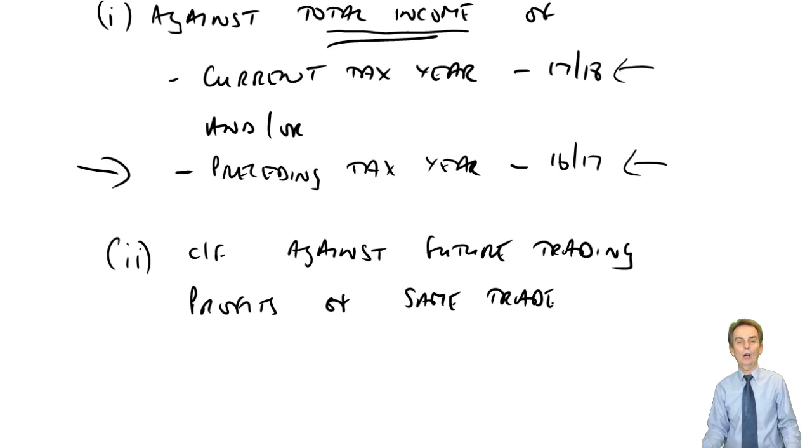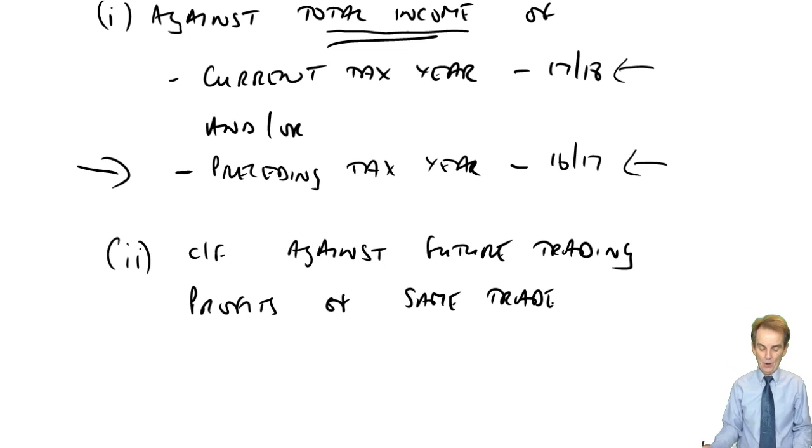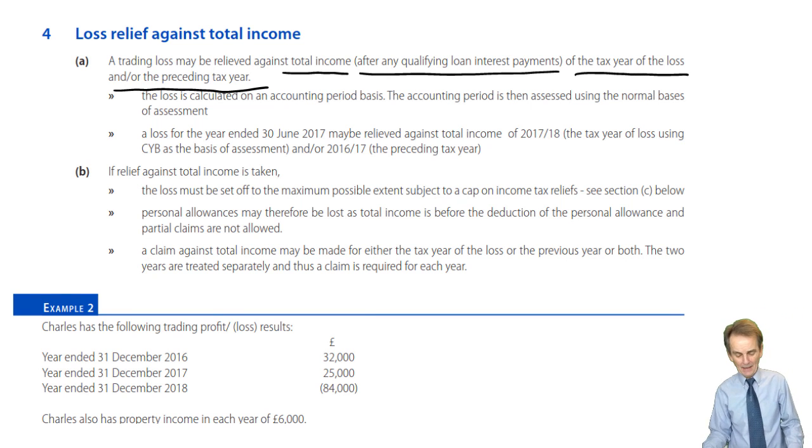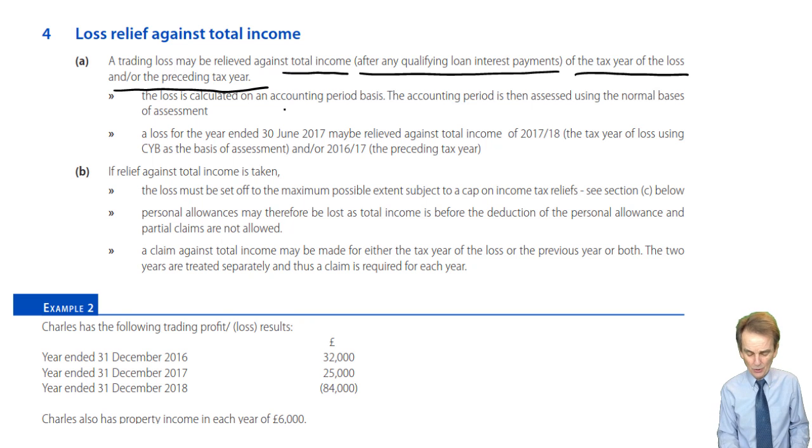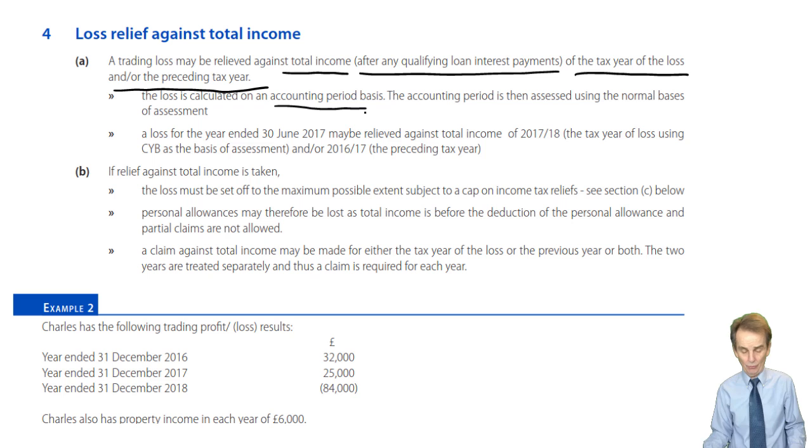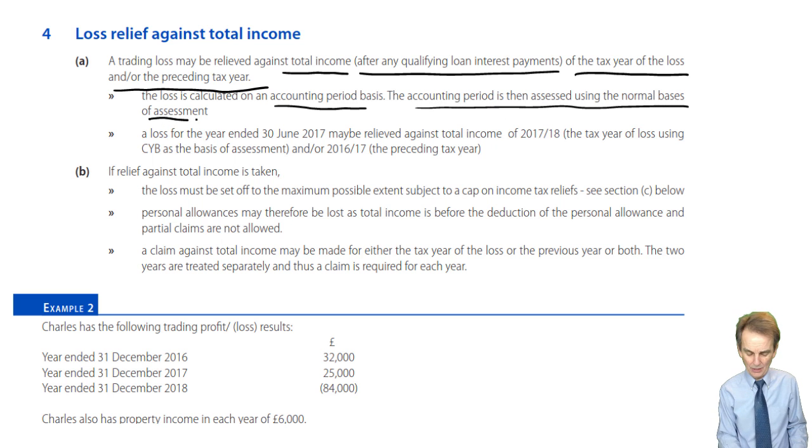So there are our options therefore. Okay, let's just return to our notes here and have a little review through what we've just been talking about. The loss, of course, is calculated by reference to the accounting period in which it arose. That example a moment ago was the year ended the 30th of June 17. The accounting period is then assessed using the normal bases of assessment.